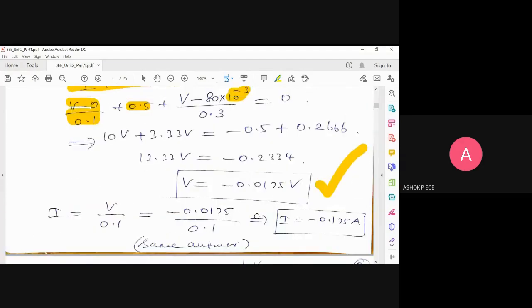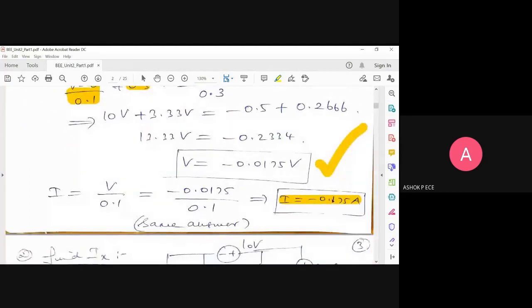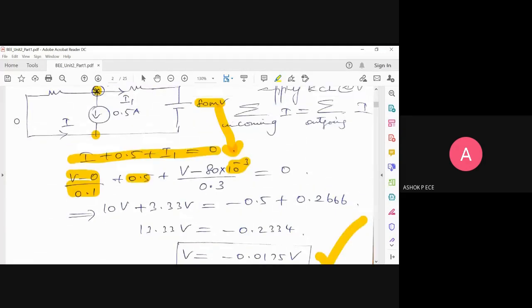Is it clear? The value of I is minus 0.0175 amp. See, the direction of I we cannot change because it is given in the question. So this I value is negative, which means that actually the current is flowing this way. But what they have given is this one, so the current is actually flowing this way.